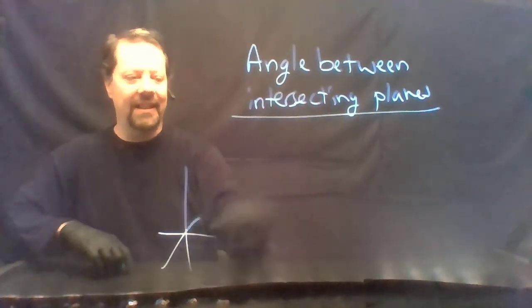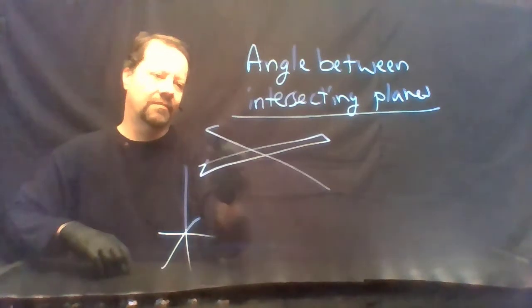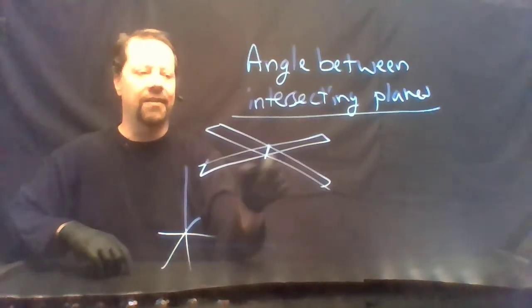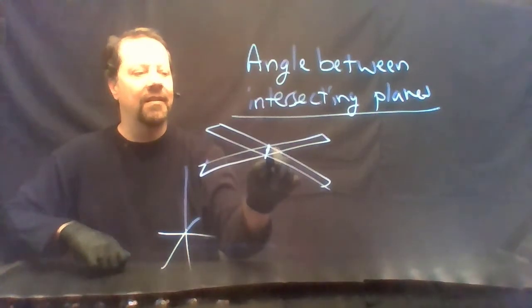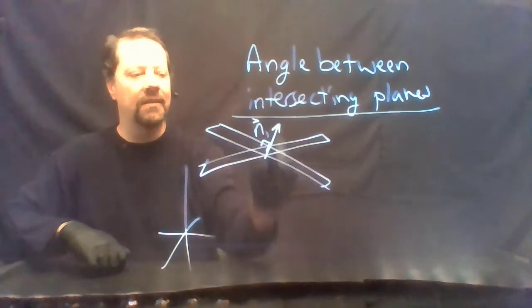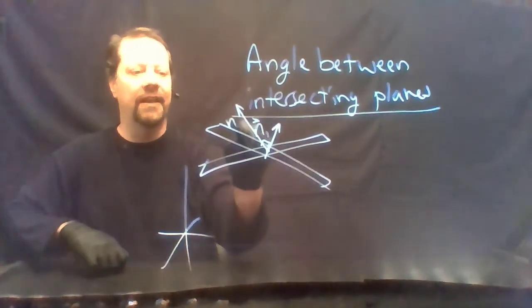We're in R3 again. We'll have a couple of planes. These planes will intersect each other on a straight line. Now, let's suppose one plane has normal N1 and the other plane has normal N2.